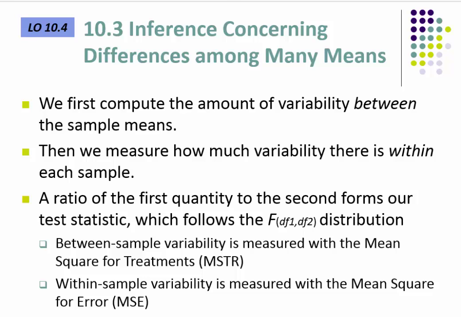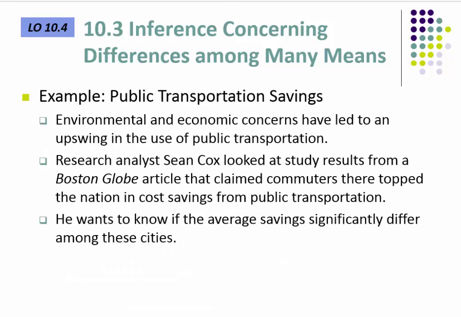I'm going to get the data that I've also provided right along with this, and that is the data to do the ANOVA called public transportation. So here's the example that I want to use. It's based on an article that was published in the Boston Globe about commuters saving money while commuting using public transportation. So this guy claims that those in Boston have actually saved the most money of the various cities involved in this study. And the cities were actually Boston, New York, San Francisco, and Chicago.